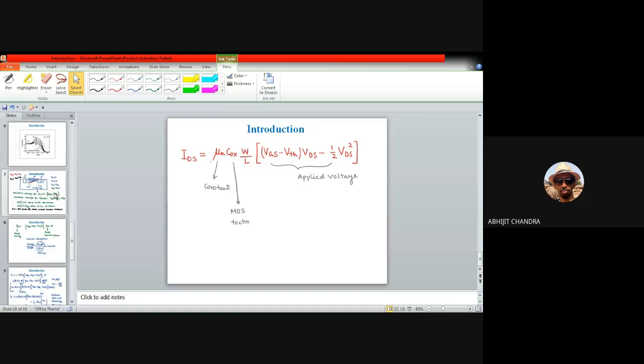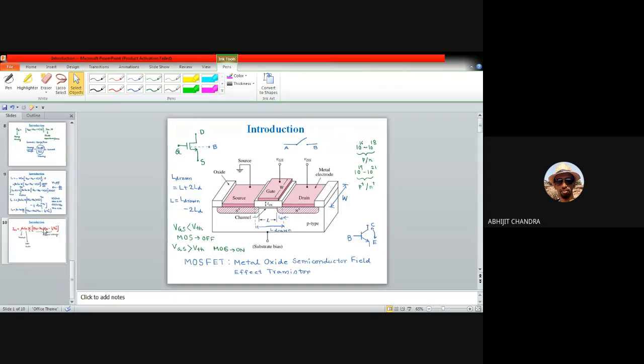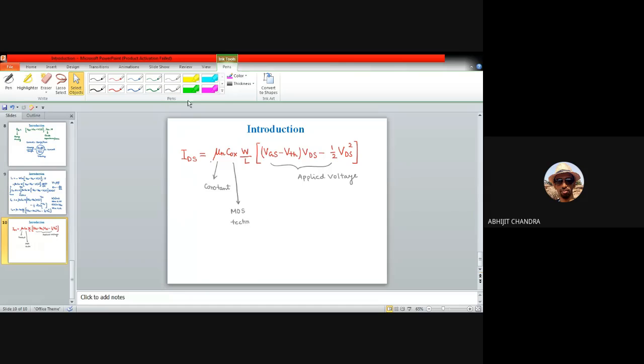Already we have talked about this, let me go back to the first slide once again. We have the oxide thickness over here, TOX, and as you can understand, this TOX and COX are dependent. So Cox depends upon the MOS technology, because ultimately it depends upon the oxide thickness. And the most important and interesting part is that it depends upon the W by L ratio, that is the device dimension, which is also related to the MOS technology. So IDS is given by mu n Cox W by L, (VGS minus VTH) into VDS minus half VDS squared.